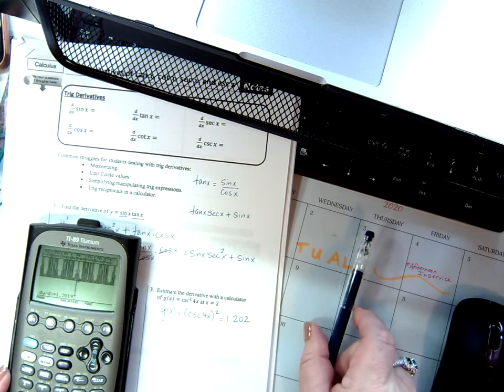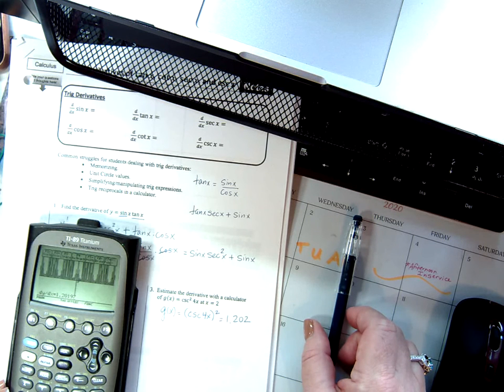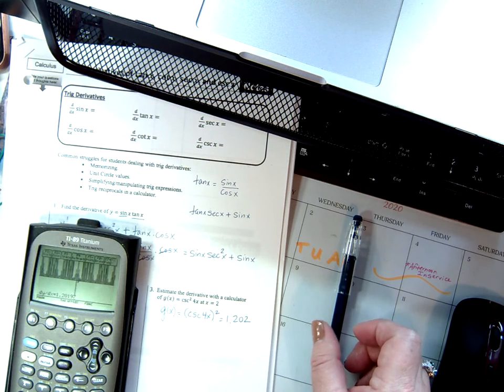Just, again, you can either find those trig functions, secant, cosecant, cotangent, in the math menu, in the catalog, or just alpha type them in. All right, so that takes care of number 3.